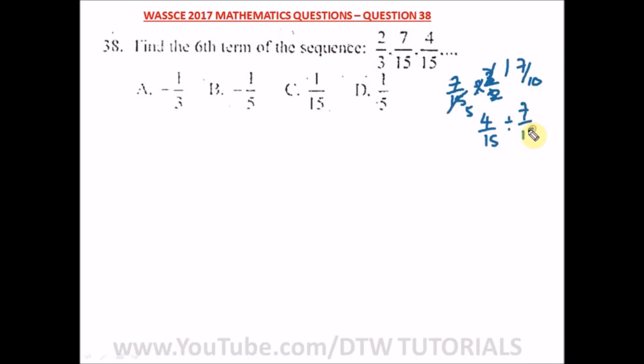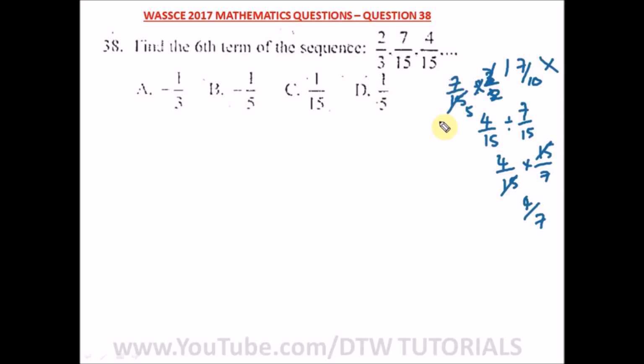7 over 15. So here we interchange. We have 4 over 15 times 15 over 7. This will cancel out, and we have 4 over 7. So this is not the same. So definitely it is not a GP. So it will be an AP.